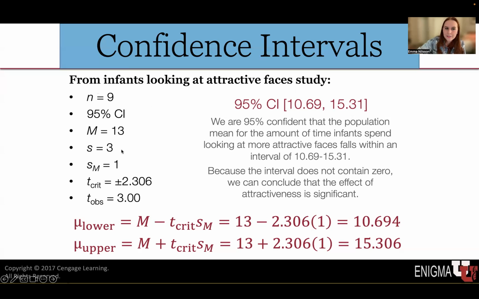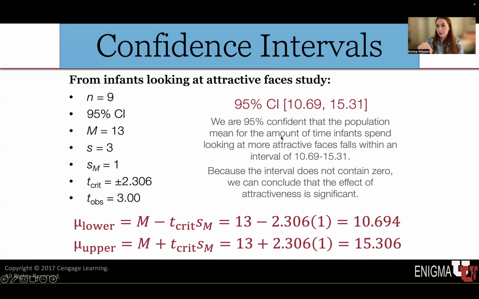We use all of that information to find the upper and lower limits of our confidence interval. So the lower is going to be your mean minus this value, so 13 minus your t critical times your standard error. And then your upper limit is going to be your mean plus that. So these are our limits here.